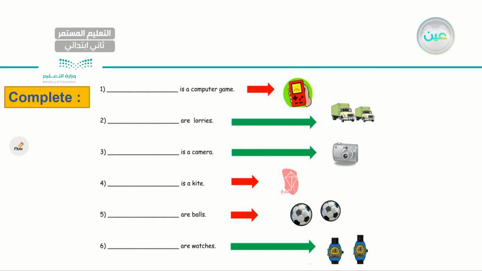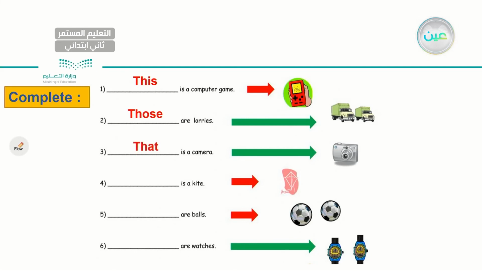Now, let's have several exercises. Here, I'm mixing these, that, those, and this. Number 1, I have one thing. Is a computer game. What do you think I'll be using here? It's either this or that. This is a computer game. Very good. Okay? I have ambulances or lorries, or trucks, and they are far away. So those are lorries or trucks. Very good. A camera.